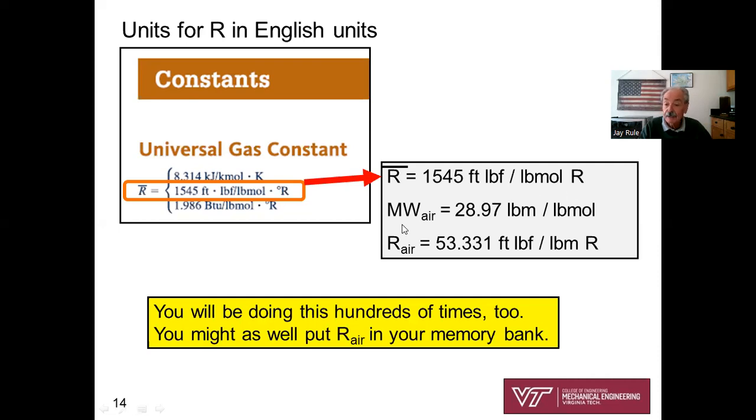Okay. The molecular weight of air, 28.97 pounds mass per pound mole. It is worth memorizing that. And so R for air, we're going to do the math: R bar over the molecular weight. R for air is 53.33 foot-pounds force per pound mass degree R. So you're going to be doing this hundreds of times in this class, so you might as well memorize R for air as well.